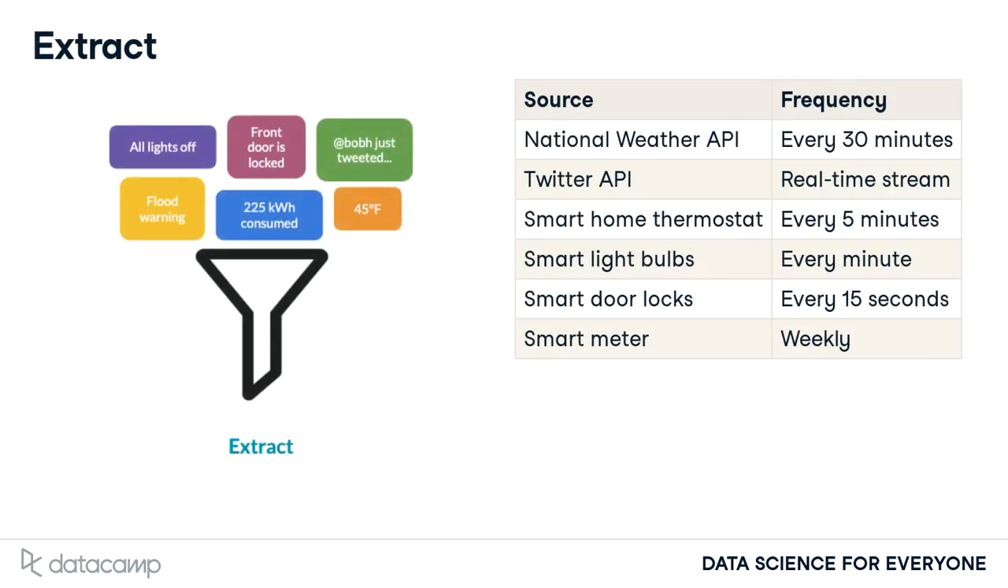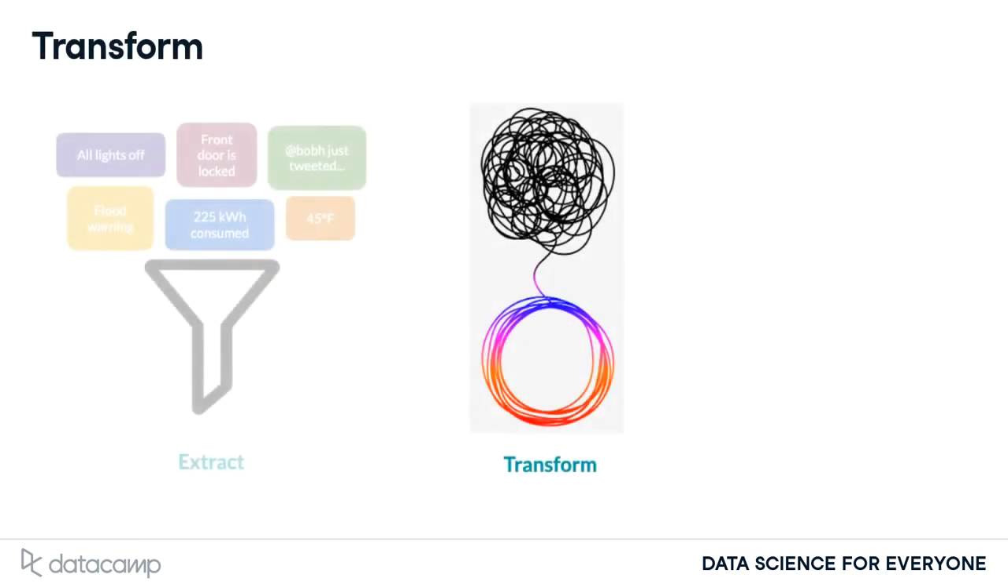How does it all come together? First, we begin with extracting all the data from the data sources we listed, whether it's an API or setting up an IoT device. However, a quick look at the frequencies and structures makes us realize that storing the raw data as is won't work. This is where the transform phase comes in.